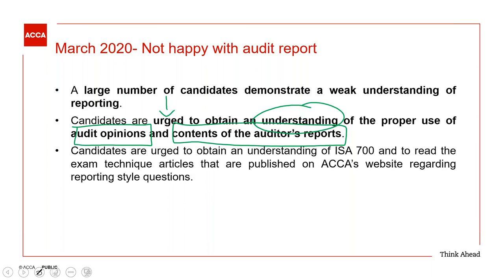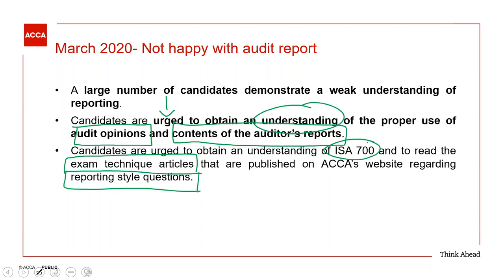Number three, candidates are urged to obtain an understanding of ISA 700 and to read the exam technique article which I just recommended to you, published on the ACCA website, regarding reporting style questions. If you read this technique article, you will get to know what sort of reporting questions come in the past papers. This is a wonderful article if you explore it and spend time on it. So there are two things urged by the examiner.